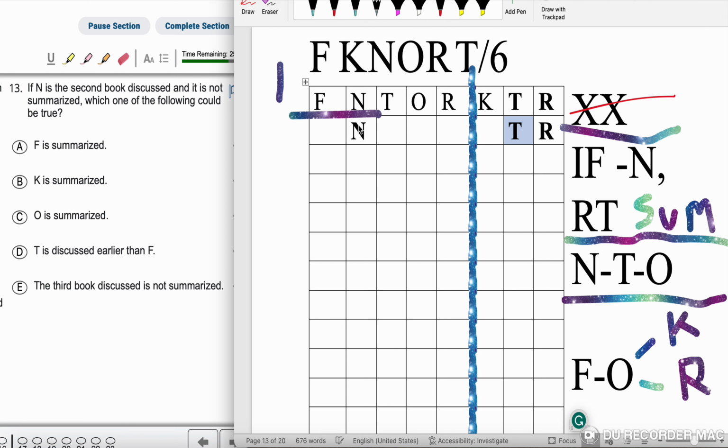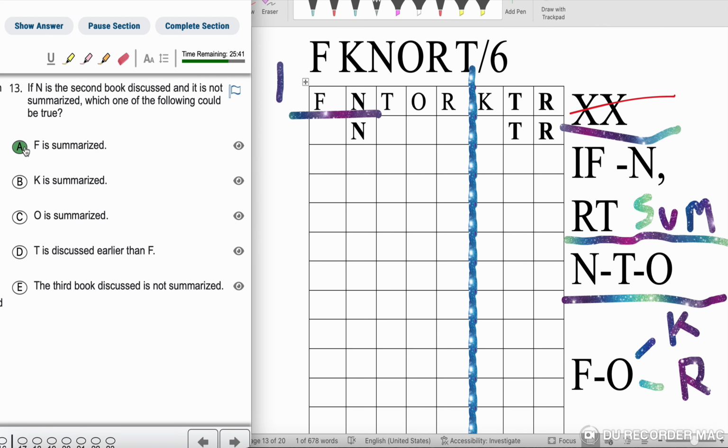So we already have some information put in. Let's go ahead and fill this in. If you see right here, this one actually works out in this world. So let's see if we use this world as well. Which of the following could be true? F is summarized. That is true. K is summarized. Yes. O is summarized. Yes. T is discussed earlier than F. No, because if you look here, F is after T. The third book is discussed as not summarized. No, because if you look here, it is summarized. So now we're down to these choices between F, K, and O.